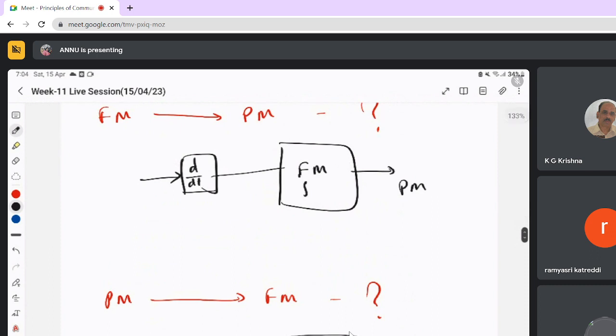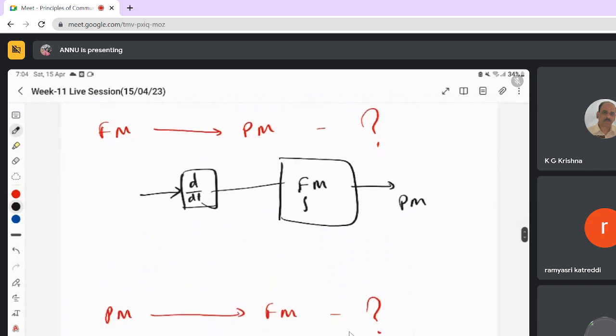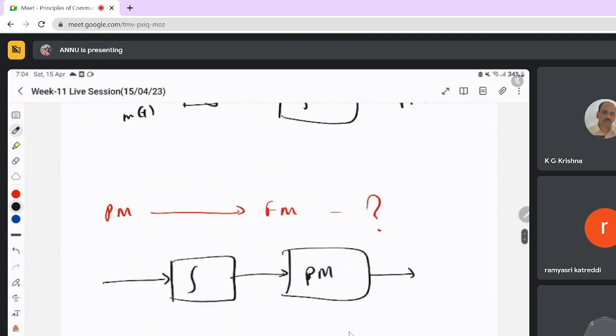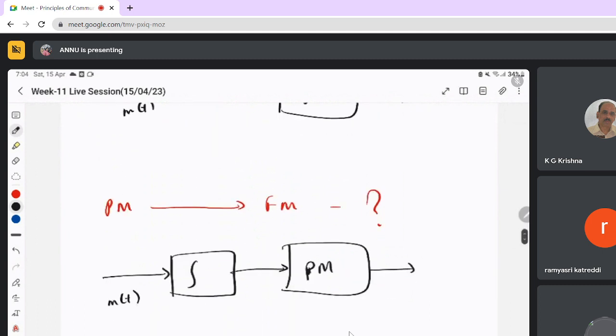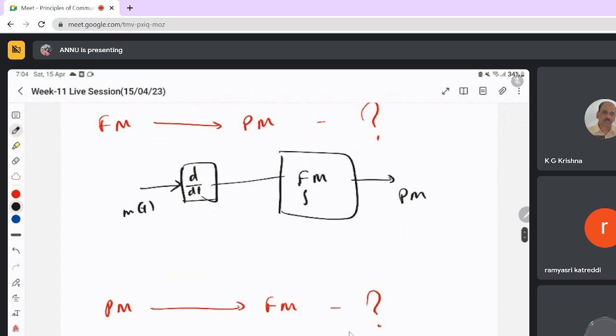How will we get PM to FM and FM to PM? Yes, ma'am, I'm actually looking into it. I'm not yet sure, but I'm sure this is the way we can get it. So if you have a frequency modulator, we will first differentiate the frequency, right? And it is the most commonly asked question in the exam also.